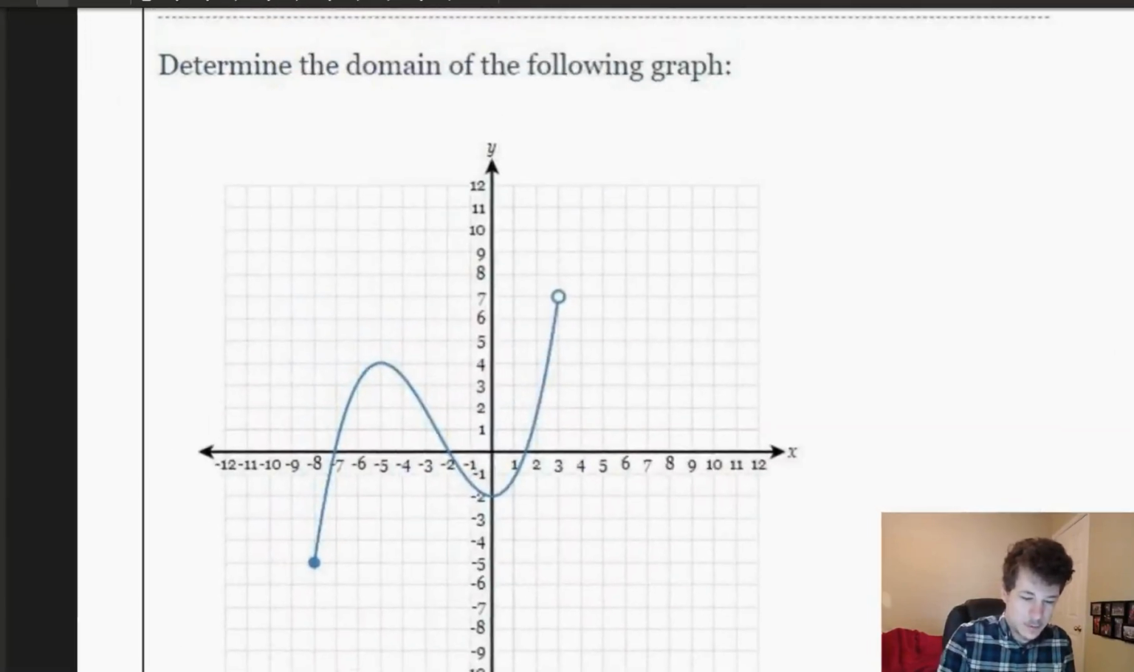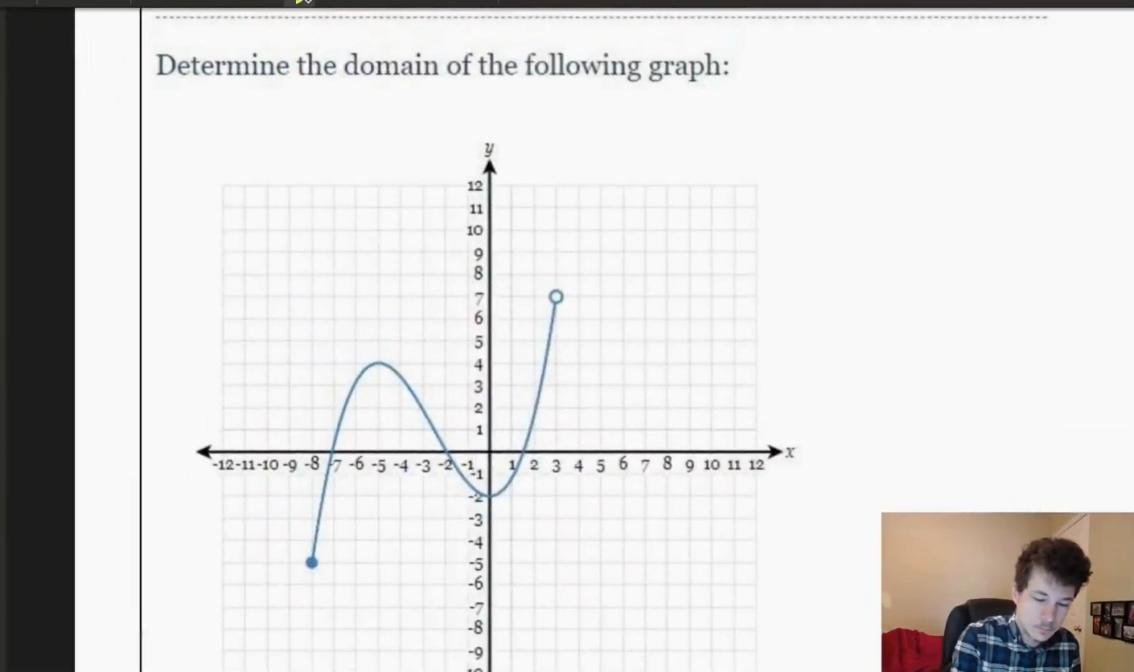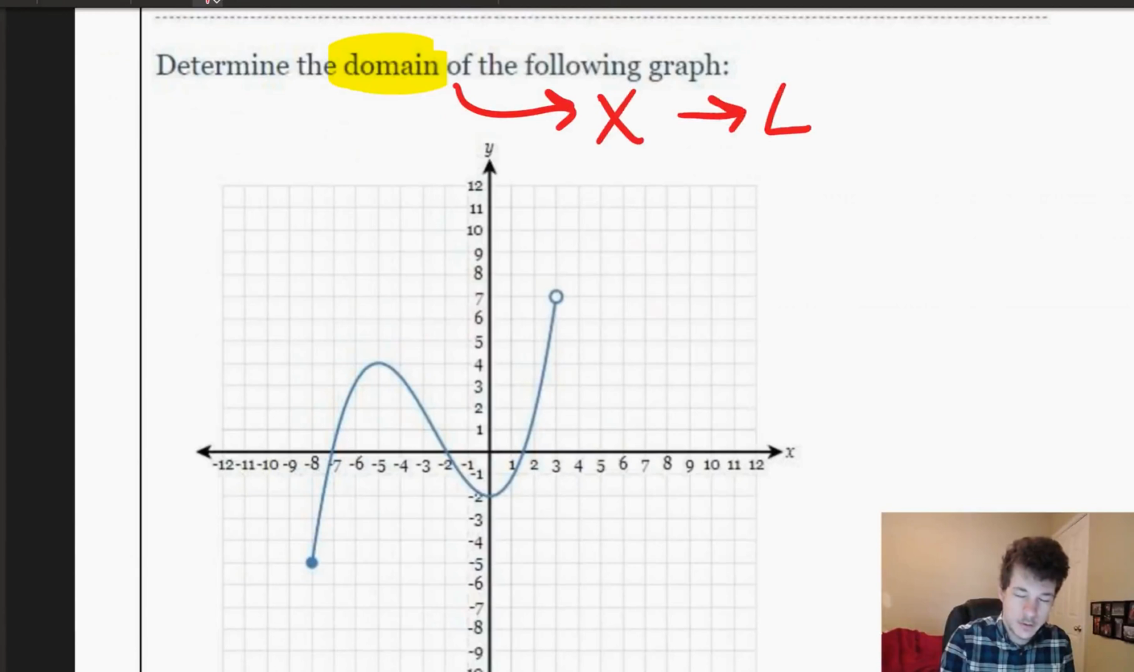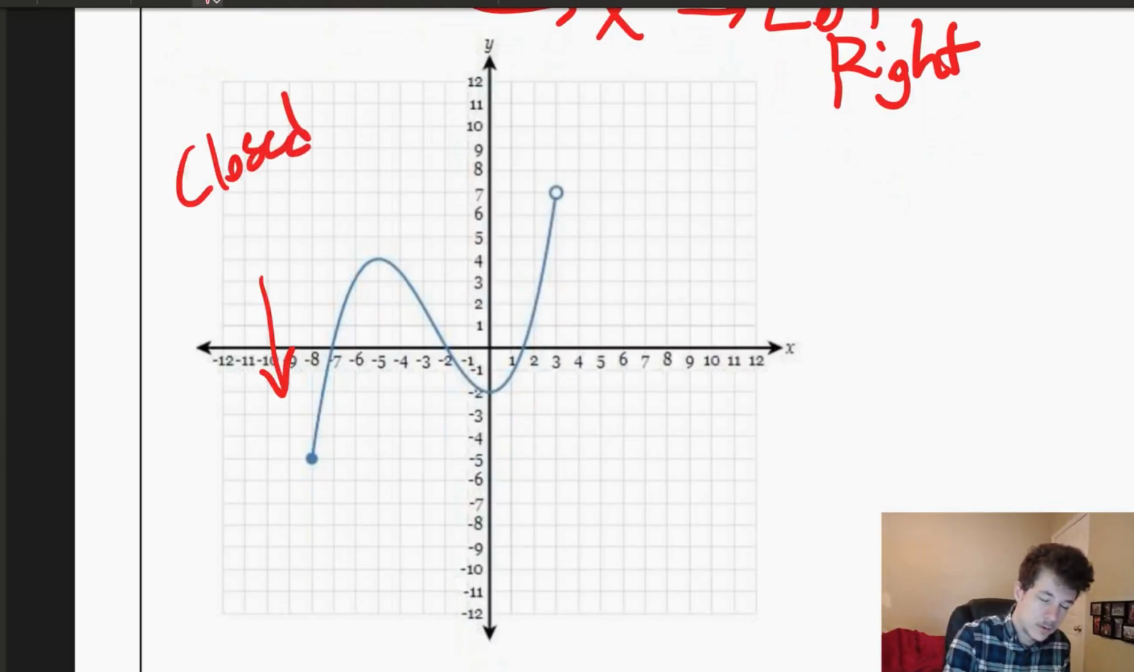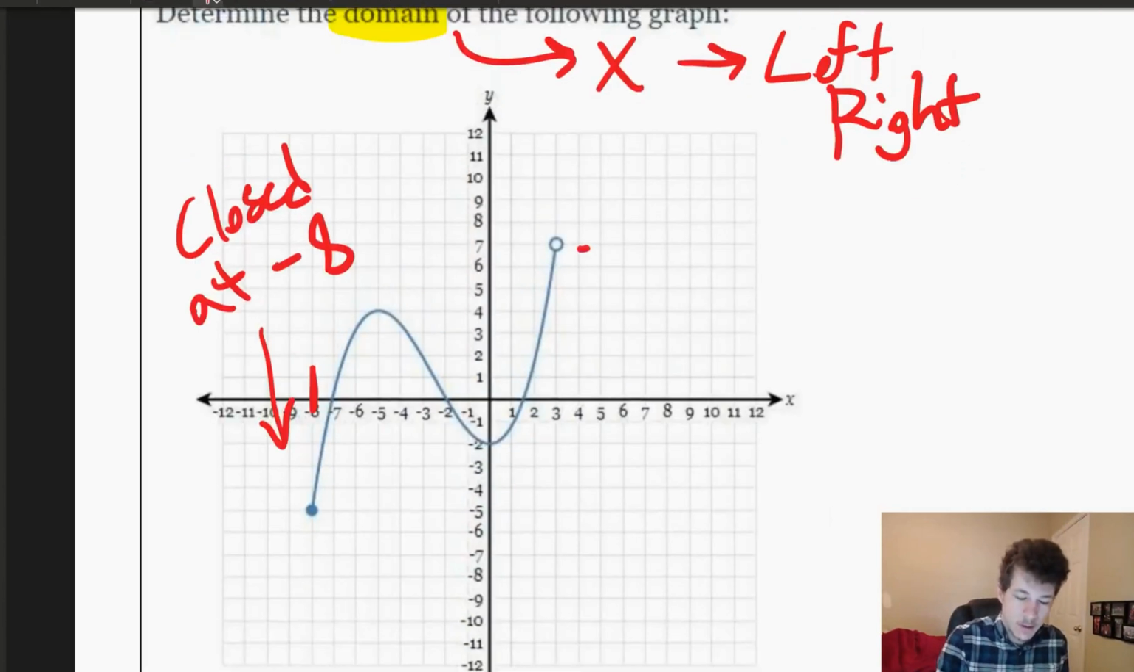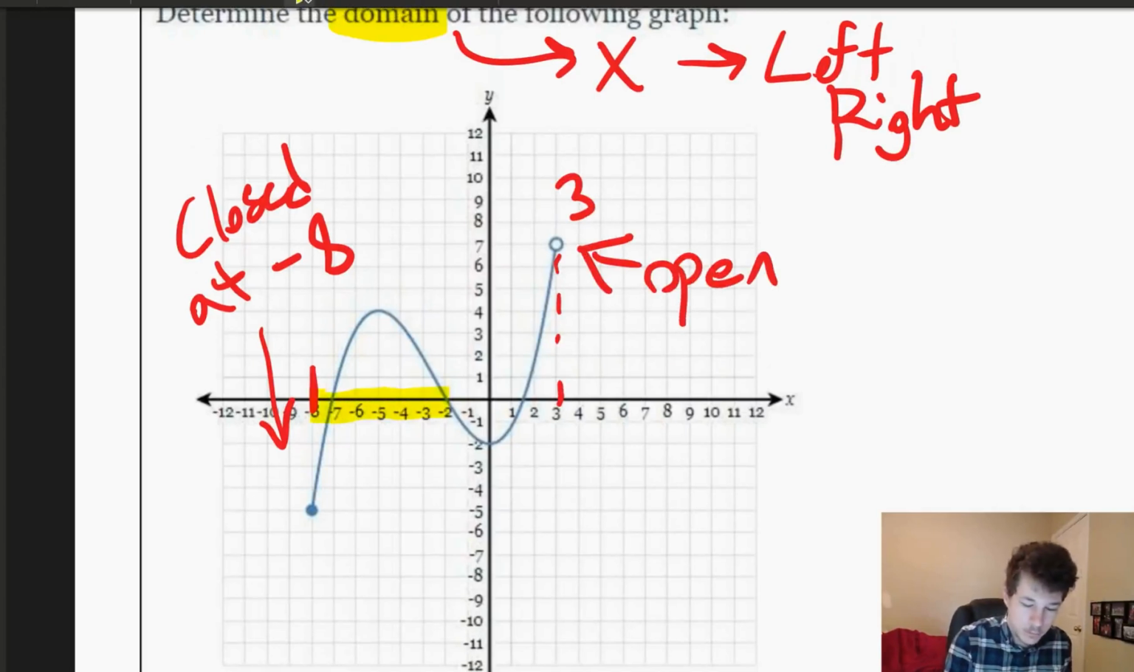Let's see, example number 2. Once again, domain. That's going to be x values. That means we need to talk about left and right. Let's take a look here. First of all, I do have a closed dot right here at that x value. That x value is -8. So it's closed at -8, and it's open over here at 3. Remember, we're still talking about x values, where does it go from left to right. So it goes from -8 to 3.